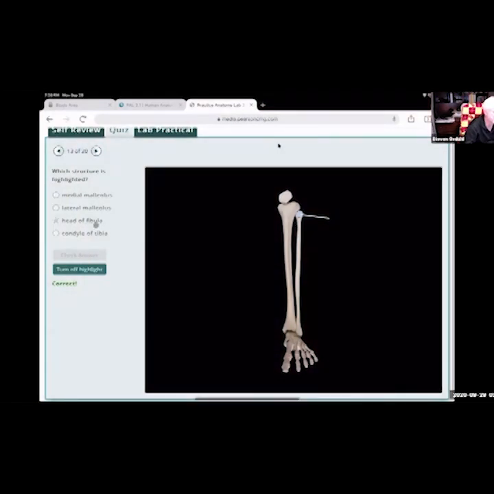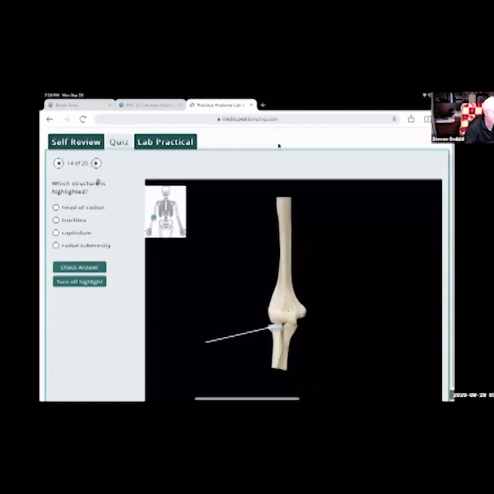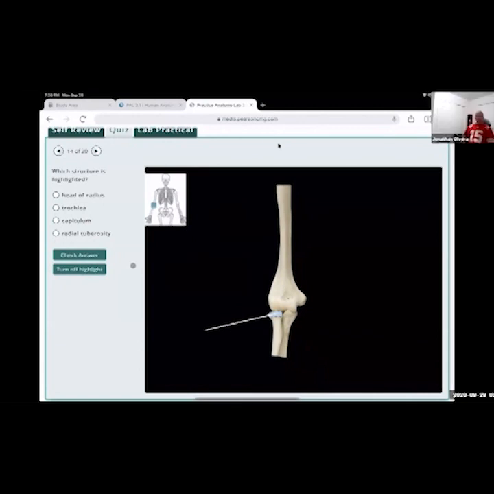And you got that one right. What structure is highlighted? The head of the radius. Perfect. Now, what's this structure right here? That's the capitulum. What's the structure right here? The trochlea. There you go. And this would be the radial tuberosity right there, the bump on the radius.